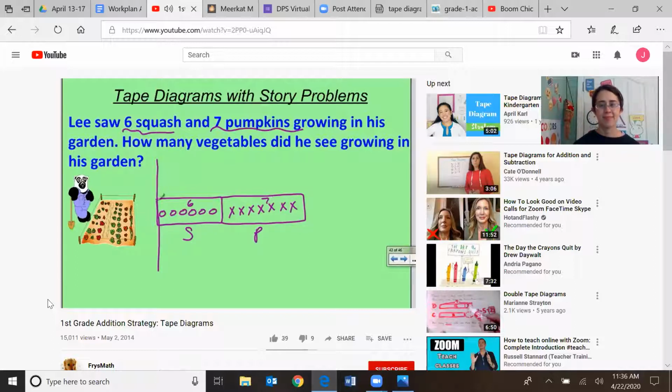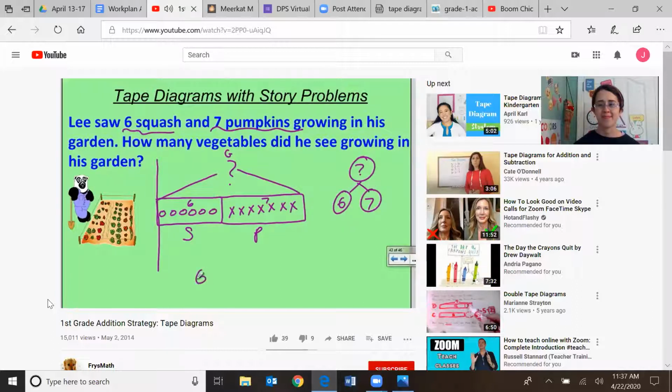Well, now this really reminds me of a number bond. I want to know how many the whole garden has. That would be my question mark. So I always put a question mark in what I'm trying to find. Well, this really reminds me of a number bond that we've been working on all year. I don't know the whole, but I know the two parts. So now I can write a number sentence to match this.